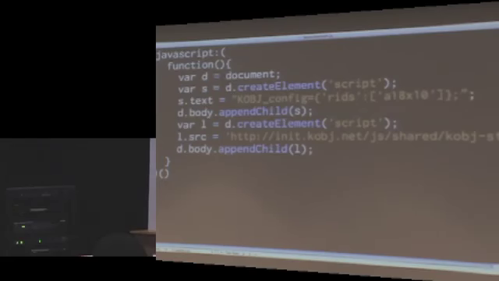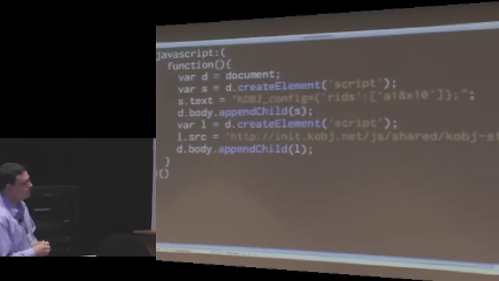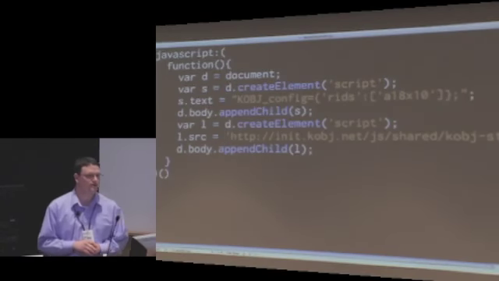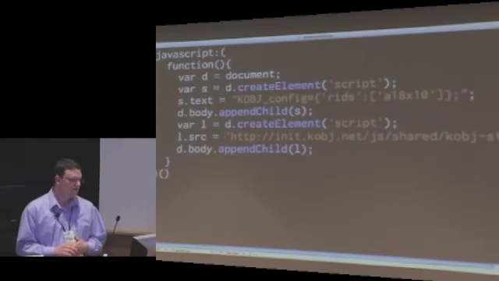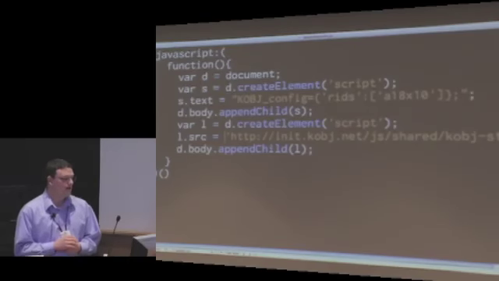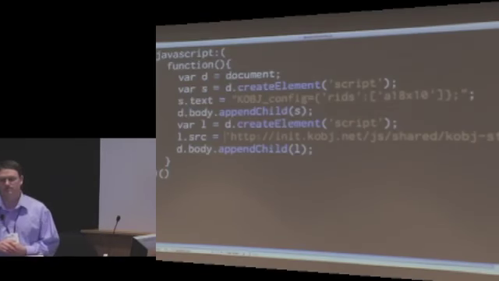Basically, this is the bookmarklet broken down. Our first line just tells the bookmarklet to run JavaScript instead of going to another link. Then we call a JavaScript function that declares some variables. We're going to inject a script tag into the page.